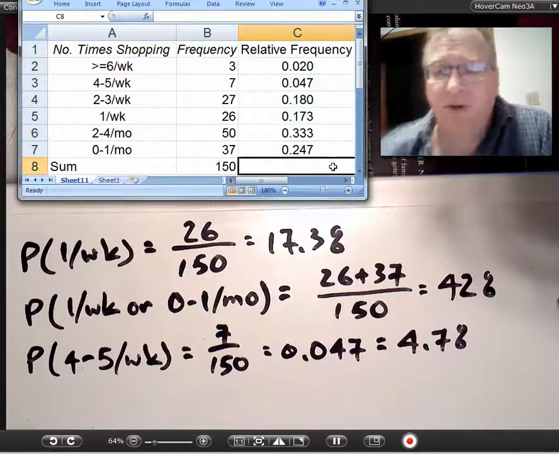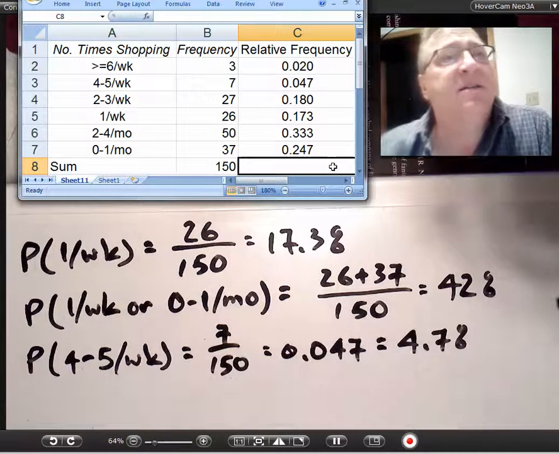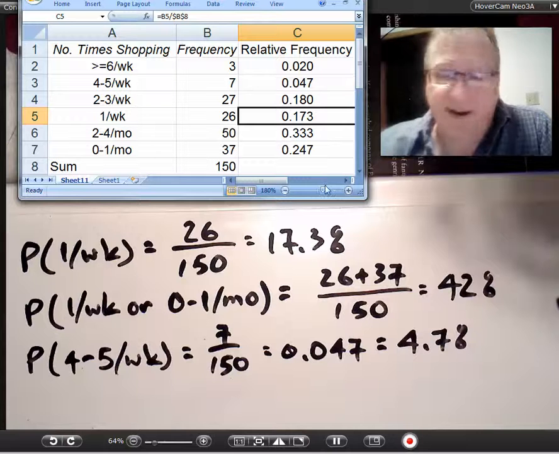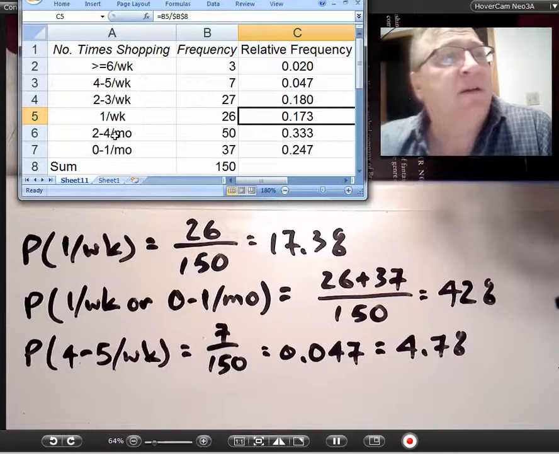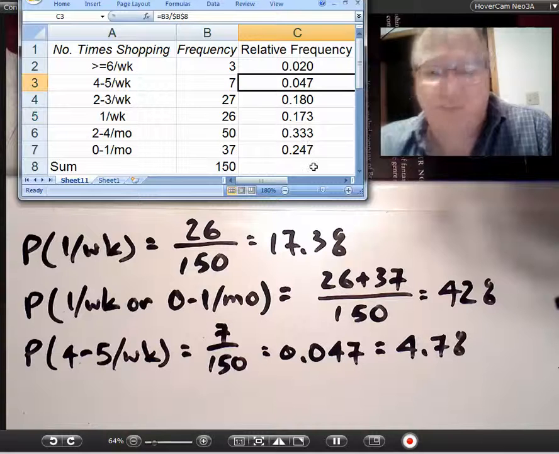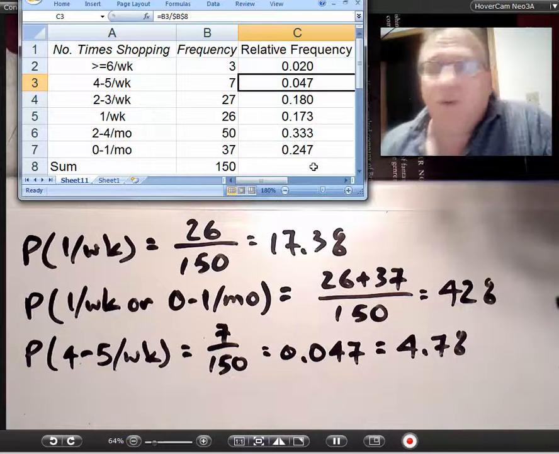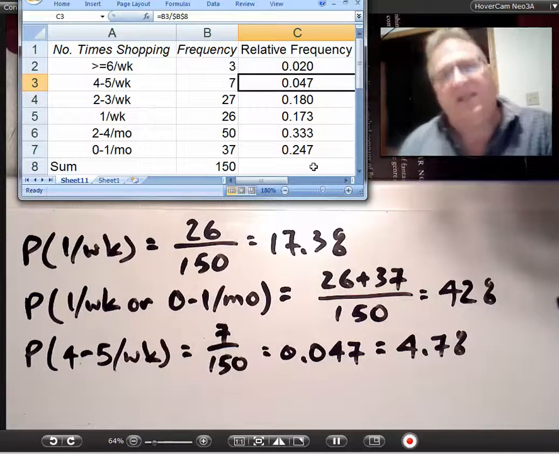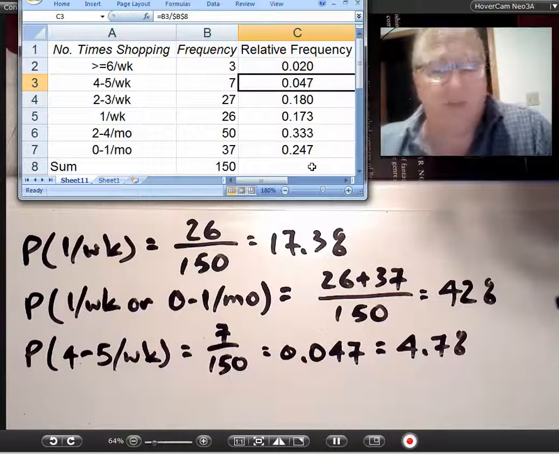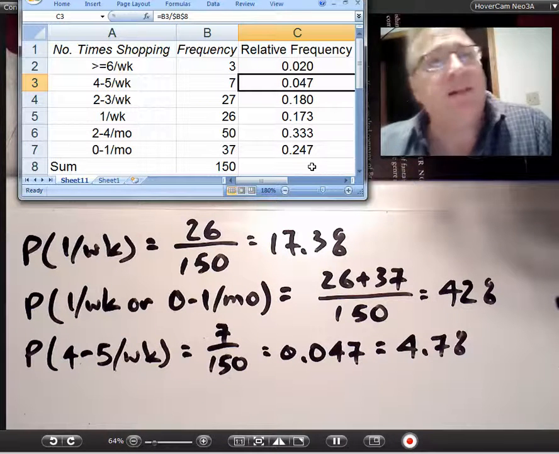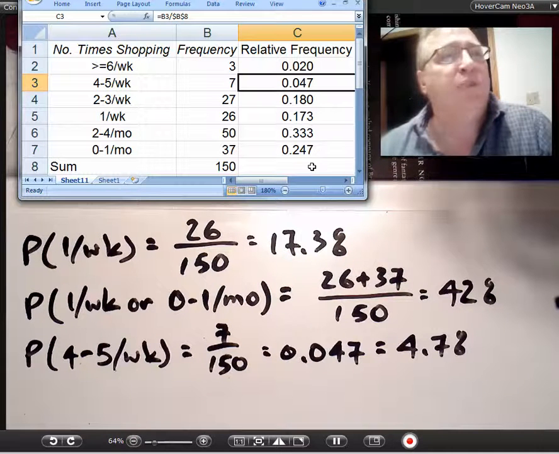There we go, 17.3. That's right there. And our probability of 4 to 5 times per week, that's 0.047. There it is, 0.047. So the relative frequency comes in handy. You can do it either way. It doesn't matter if you just want to add the numbers, but if you want to calculate the relative frequency, you can. Let's do one last one.